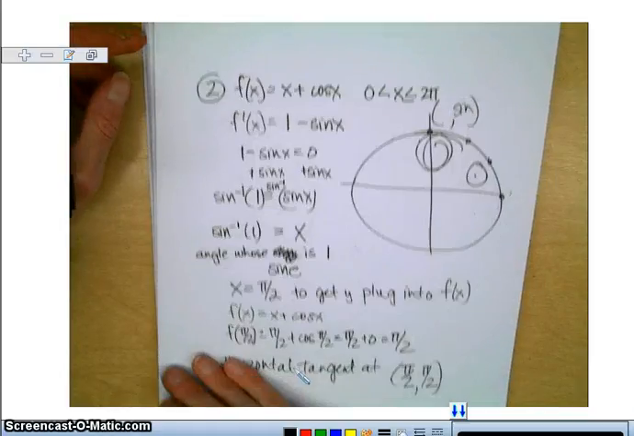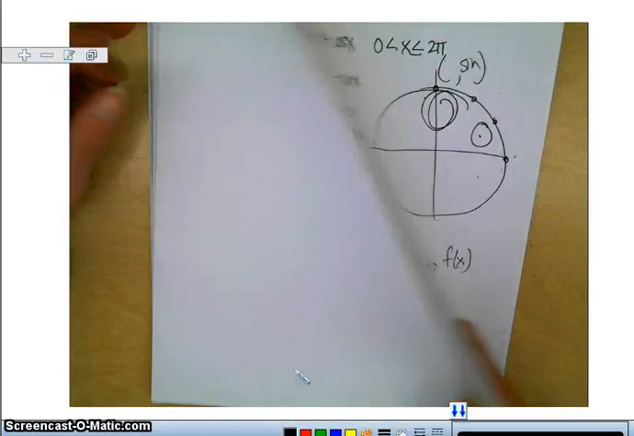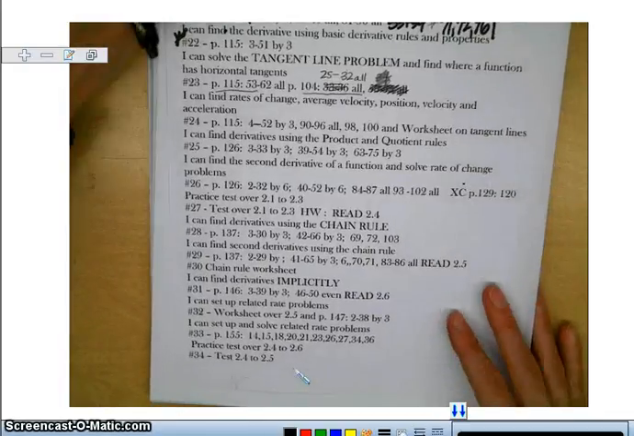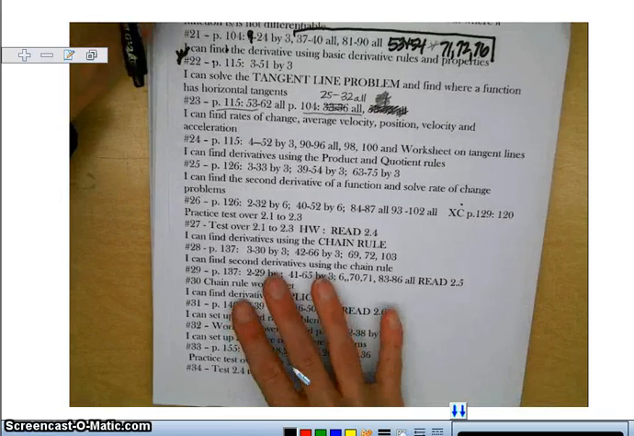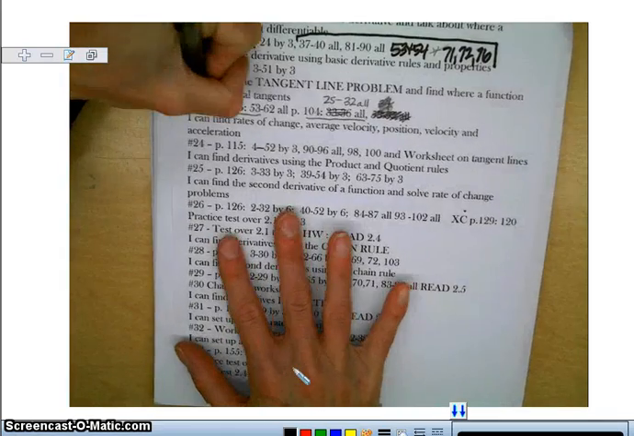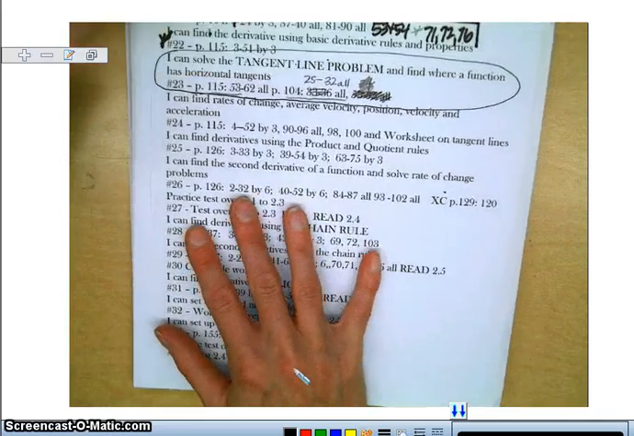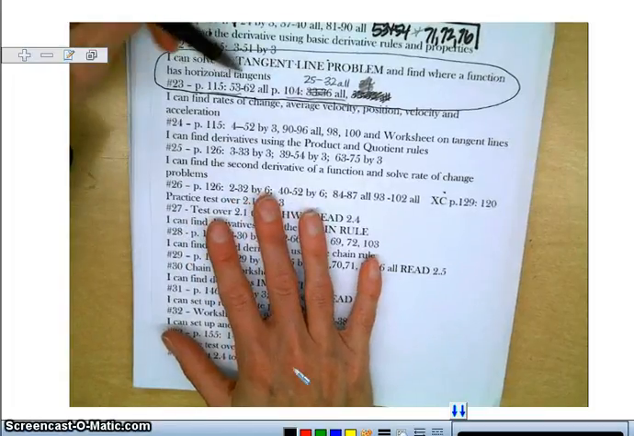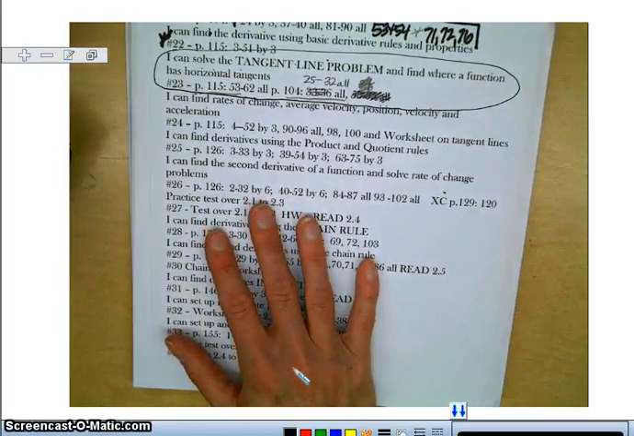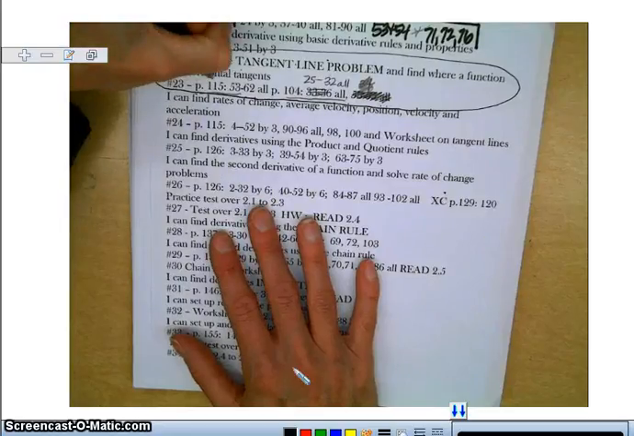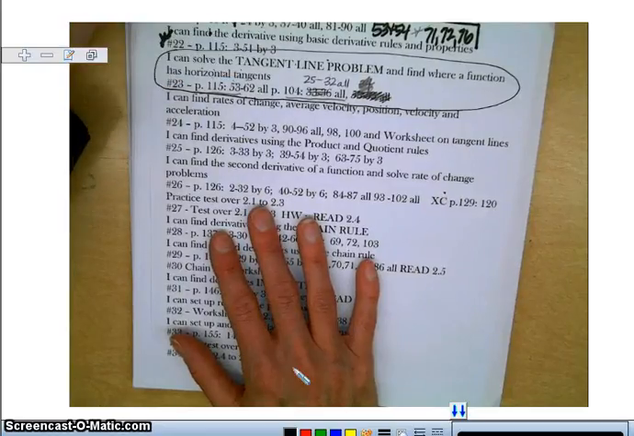So, all right. So your homework, if I can find, here's the page. I've adjusted your homework, so please look. We're on homework number 23 right here. I can solve the tangent line problem and find where a function has horizontal tangents. That's the new thing I added. And really that's all you're doing. On page 115, you're doing 53 through 62 all.